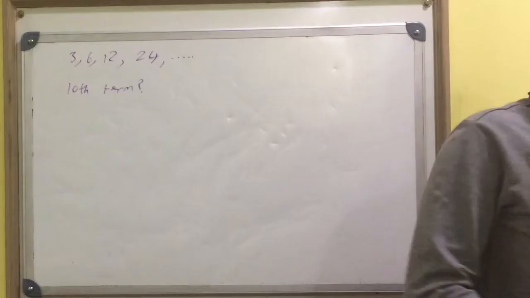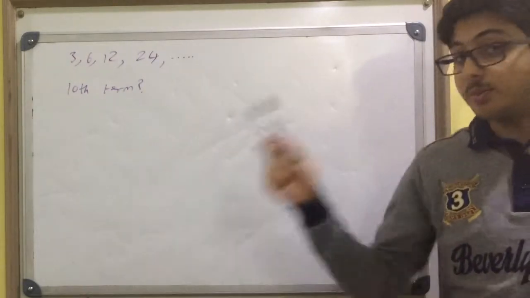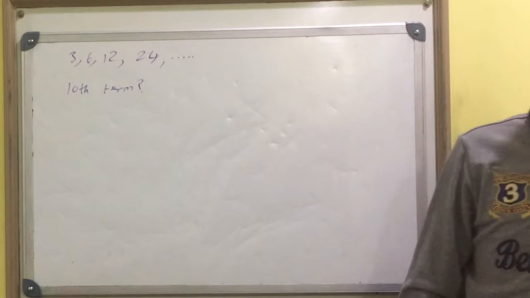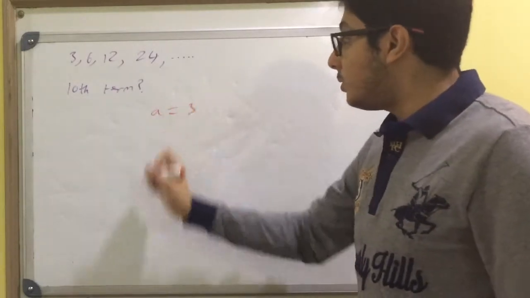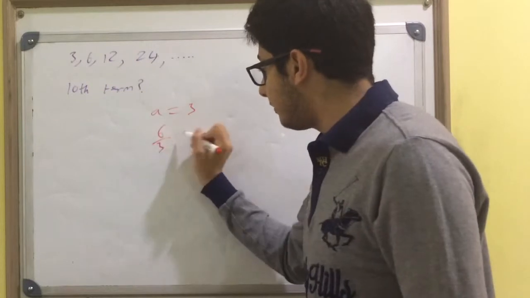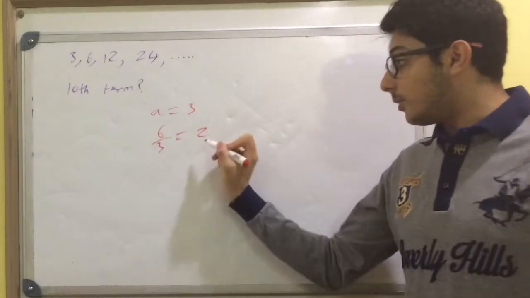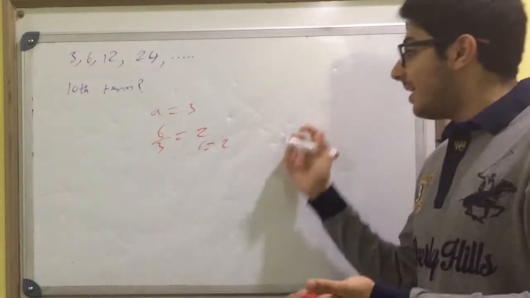Anyway, here's a geometric sequence. I want you to give me the 10th term. Pause the video, have a go. Okay, so we know that A is 3. To find the common ratio, we just divide one term by the previous term, so R is 2. If you could not spot that already, it's fairly obvious.